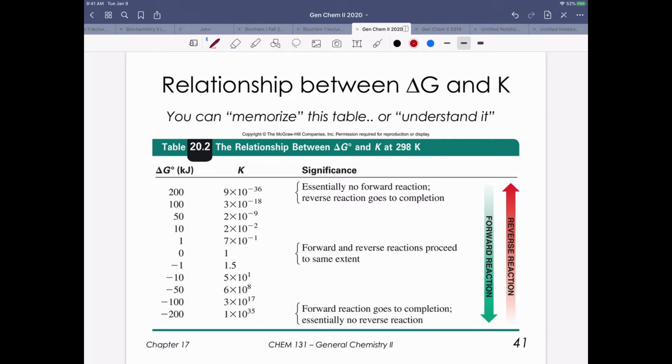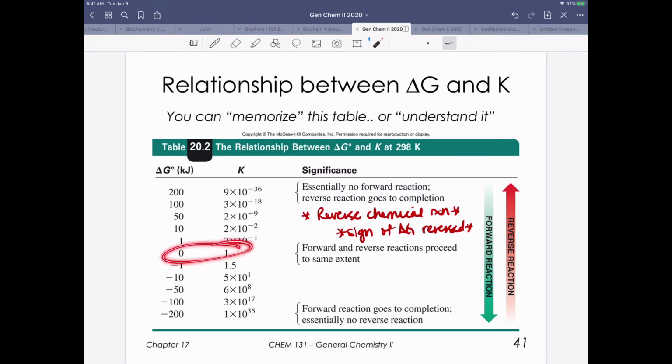Think about this too. Remember from Hess's law, if we reverse a chemical reaction, we are going to reverse the sign of delta G. So a reaction that in the forward direction has a positive 200, if we flip that reaction, that delta G will all of a sudden become a negative 200. And that K is going to become very, very large.